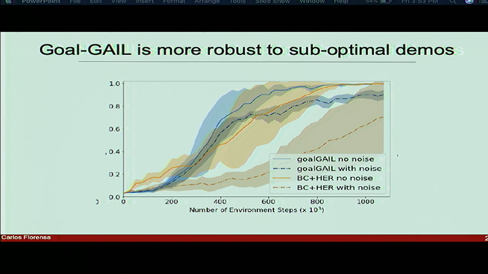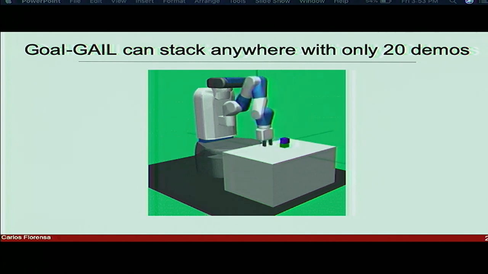GoalGAIL is also more robust to suboptimal demonstrations. Here we need to compare the solid line to the dotted line. We see that GoalGAIL, which is our method, loses only a tiny bit of performance, whereas other types of imitation learning lose a lot of performance. And finally, GoalGAIL is able to, for example, do this stacking task, which is pretty challenging, with only 20 demonstrations, which is quite easy to provide.